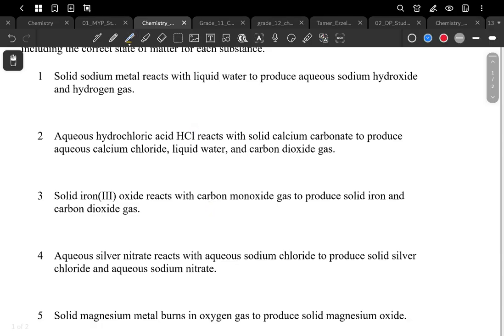So a solid sodium metal, this is Na, solid. Here I'm just specifying the state of matter because it is mentioned in the question. Solid sodium metal reacts with, which means plus, liquid water. Water has the symbol H2O, which is (l), and to produce aqueous sodium hydroxide.